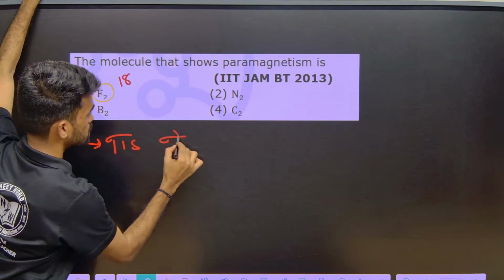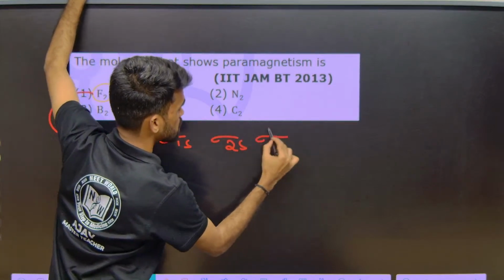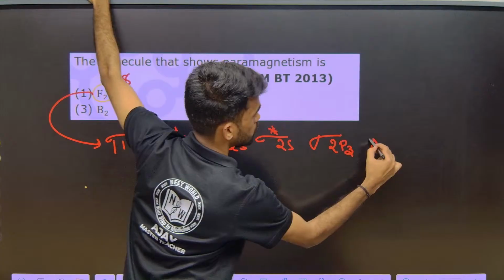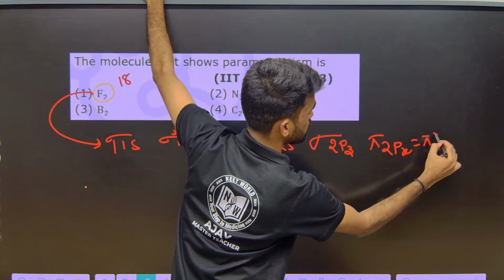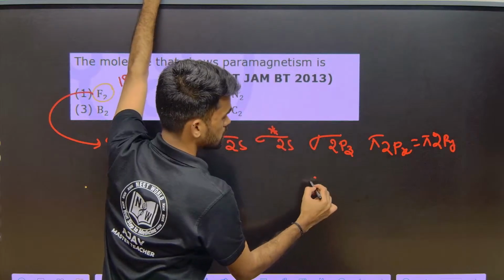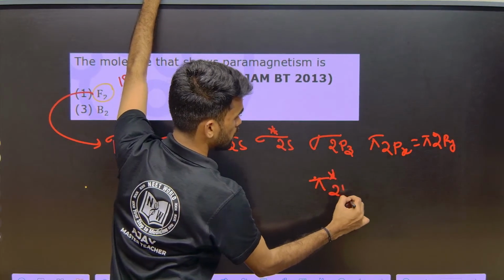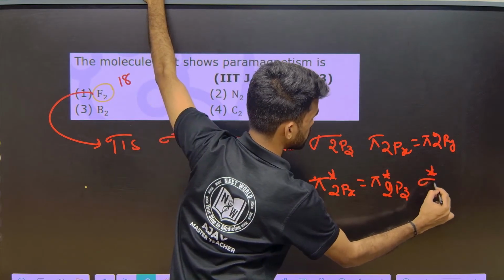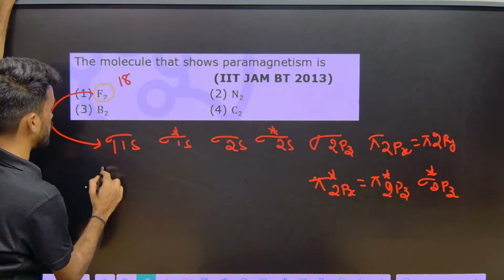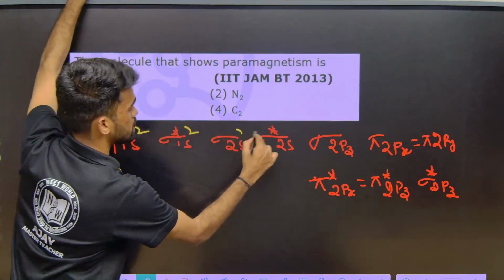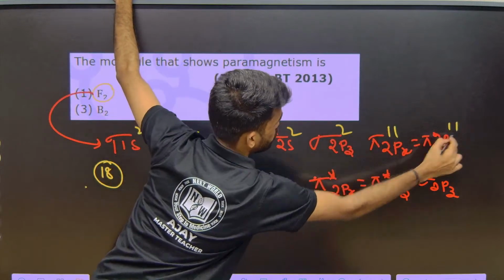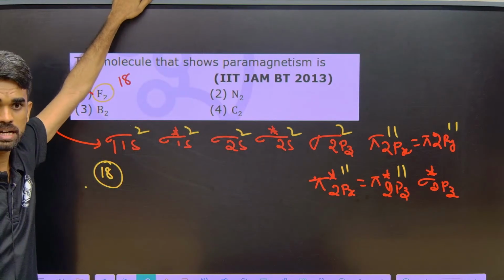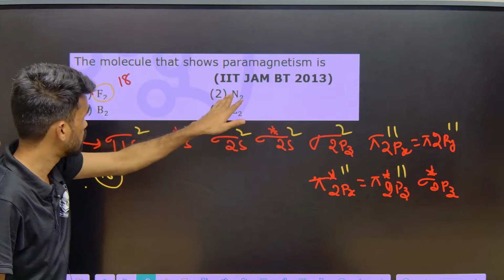Sigma 1s, sigma star 1s, sigma 2s, sigma star 2s, sigma 2pz, pi 2px, pi 2py, next pi star 2px, pi star 2py, sigma star 2pz. Like this, after writing for 18 electrons, fill here: 2, 4, 6, 8, 10, 11, 12, 13, 14, 15, 16, 17, 18. All electrons are paired now. So it is diamagnetic, so it is not our option. Like that, verify for these three.